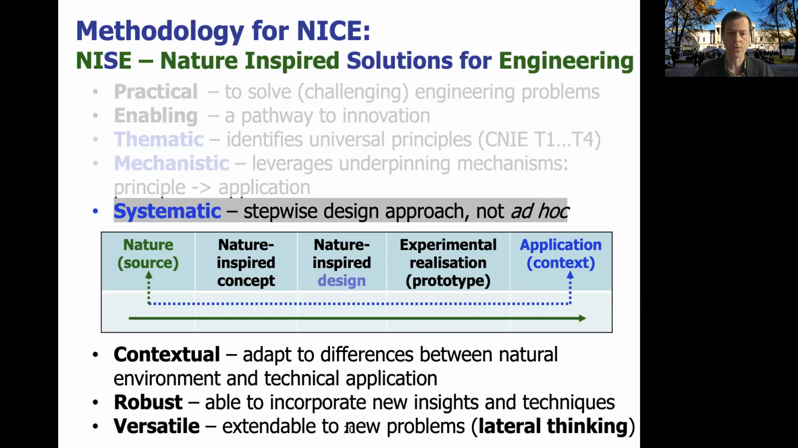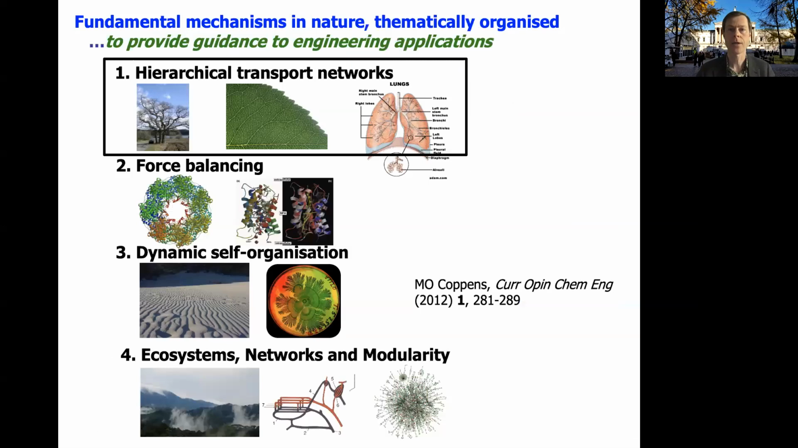So it needs to be contextual, and we need a robust methodology that's also versatile. And again, I'll give you examples to show you what I mean with that. So let's give some examples of this. I'll start with some on these hierarchical transport networks before moving to some other ones related to force balancing.